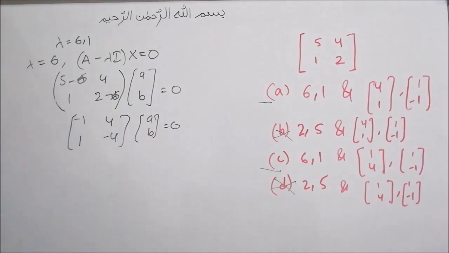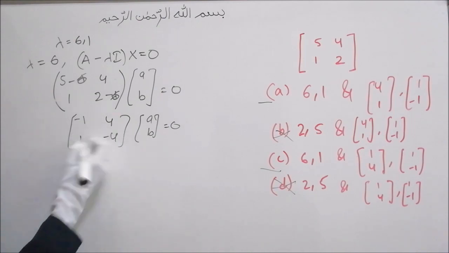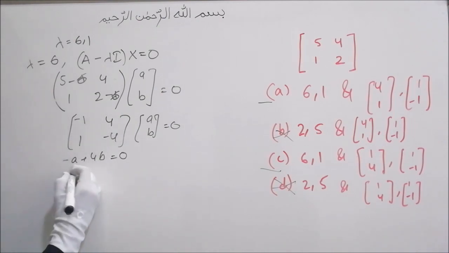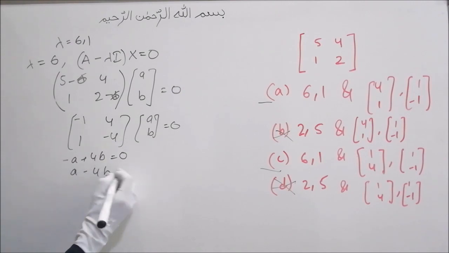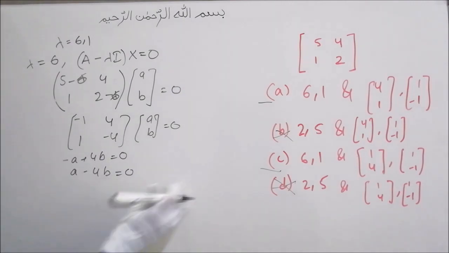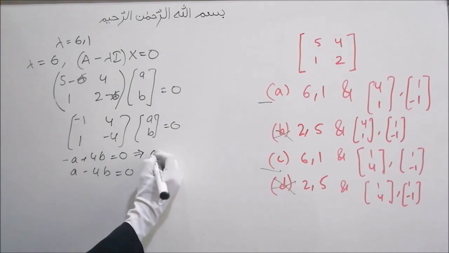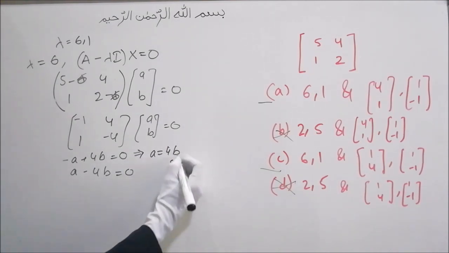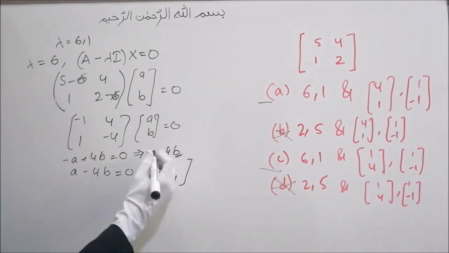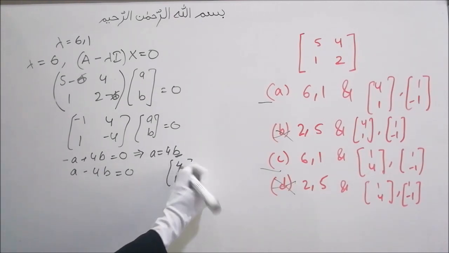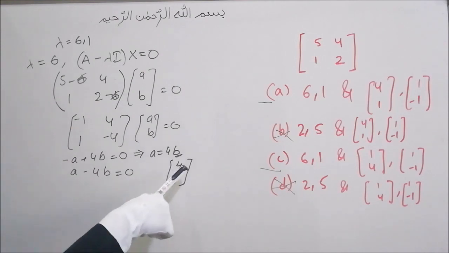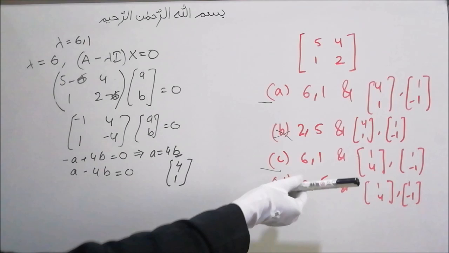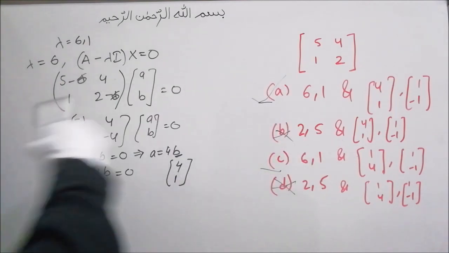Multiplying the matrices, we have minus a plus 4b is equal to 0 and a minus 4b is equal to 0. From this we get a is equal to 4b. That is, if the value of b is 1, then the value of a will be 4 into 1, that is 4. So it will be (4, 1). So we can see that option C, (1, 4), is wrong. So our answer is option A.